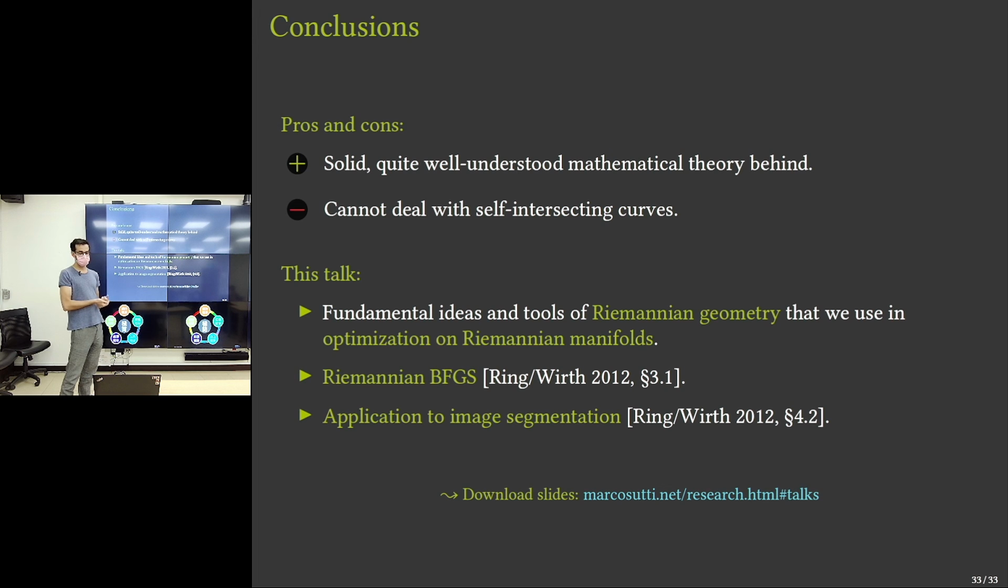The contra, for that specific example, the image segmentation, is that it cannot deal with self-intersecting curves. As soon as the curve self-intersects in these examples, the authors had to stop the algorithm because then probably it does not converge anymore.